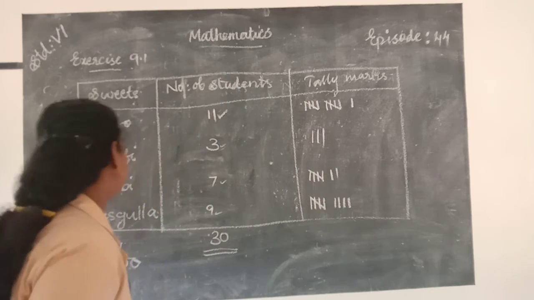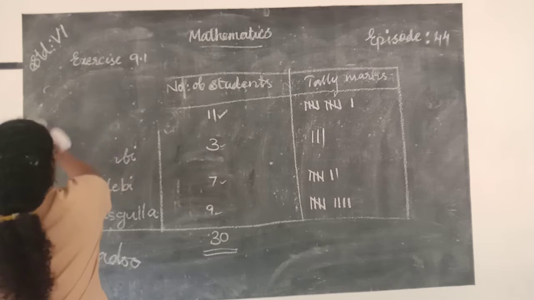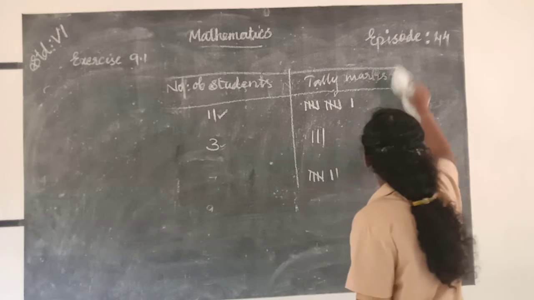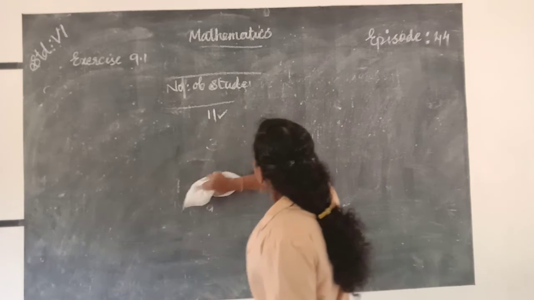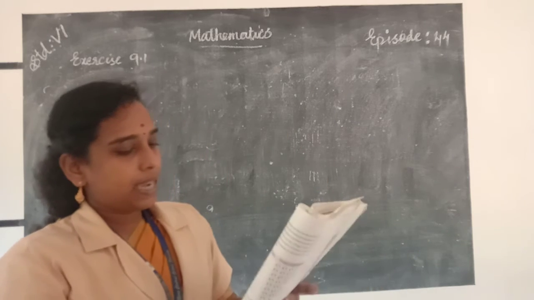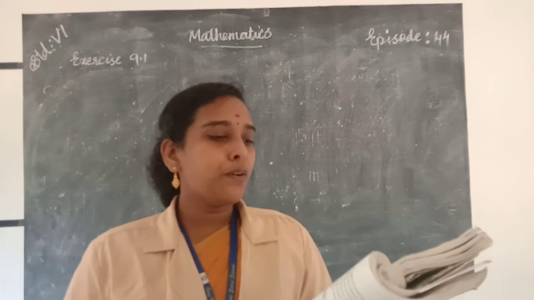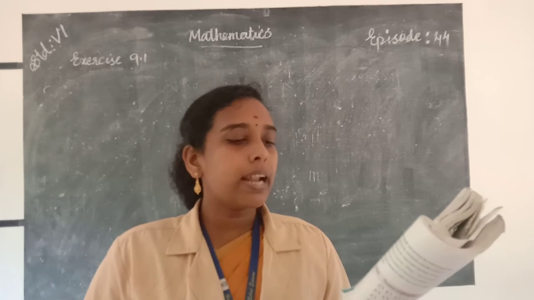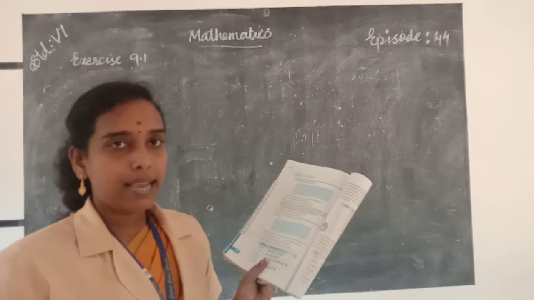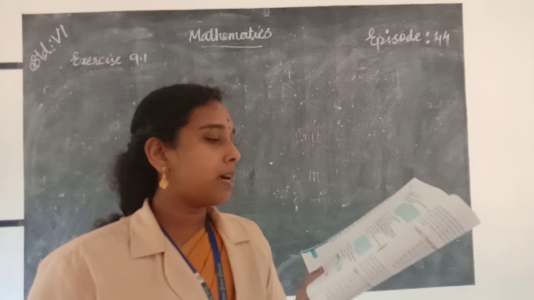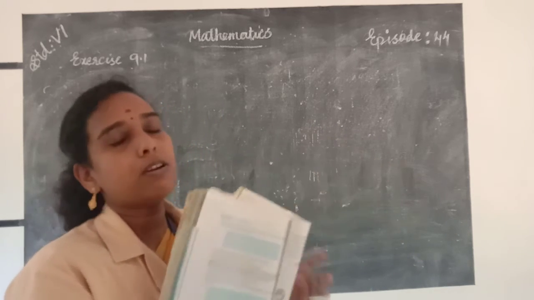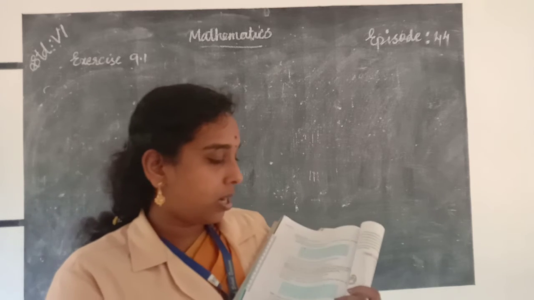Then the third question. Catherine threw a dice 40 times and noted the number appearing each time as shown below. You are also familiar with dice, and numbers appear on it. Catherine threw a dice 40 times and noted the numbers appearing each time.